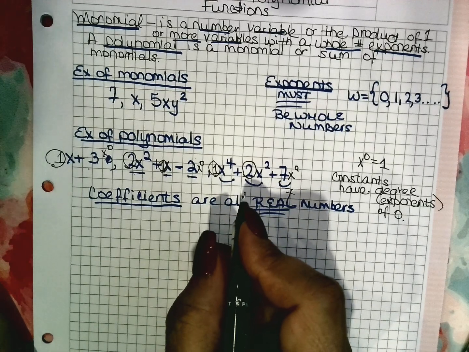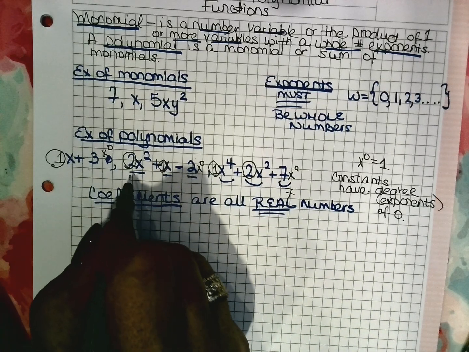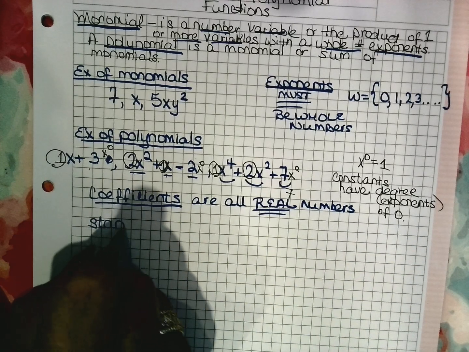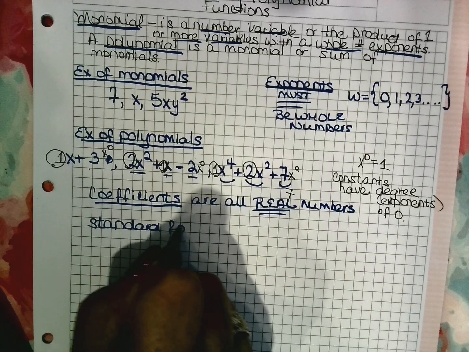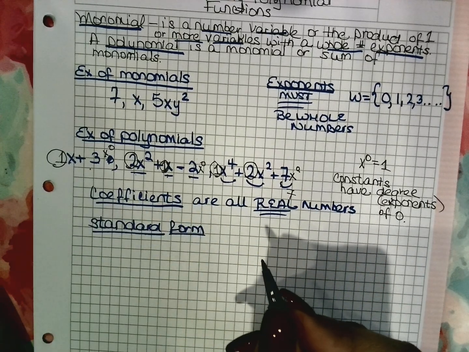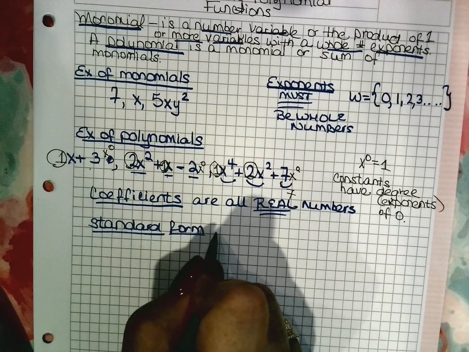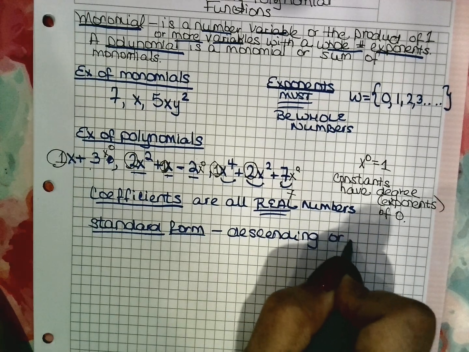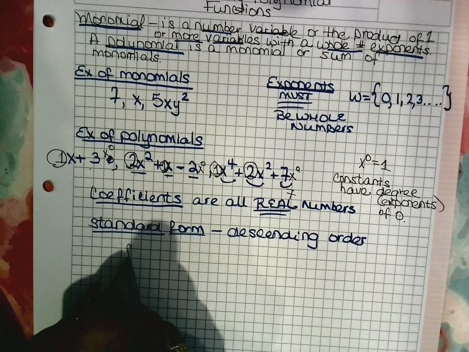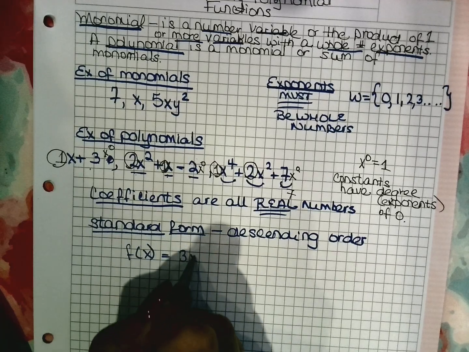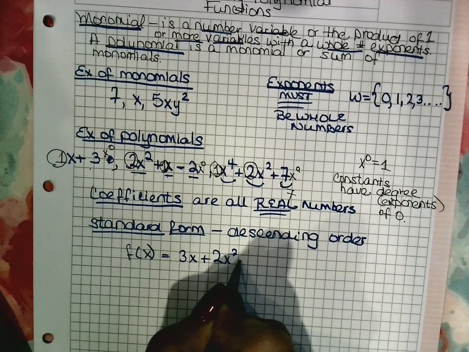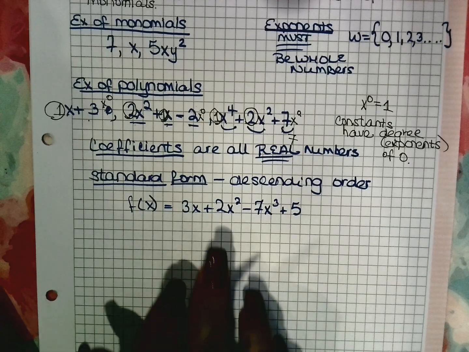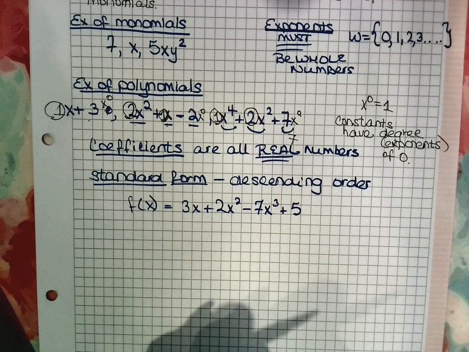And first we have to put these in standard form. Let's talk about standard form. Standard form of a polynomial is when your polynomial is ordered in descending order. So let's say I have this polynomial. Okay? This is a polynomial, however, it is not in standard form.